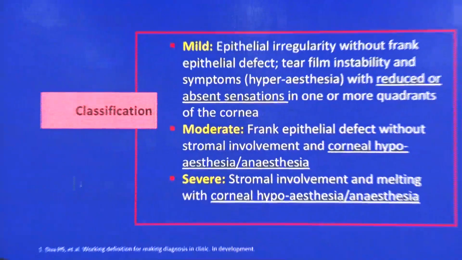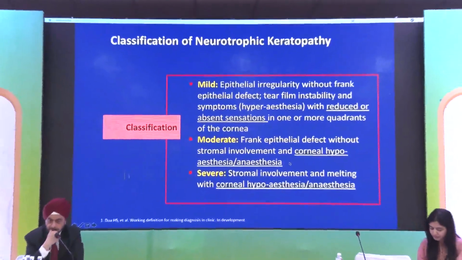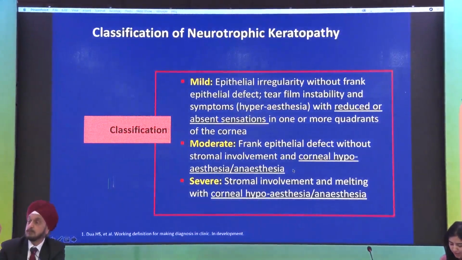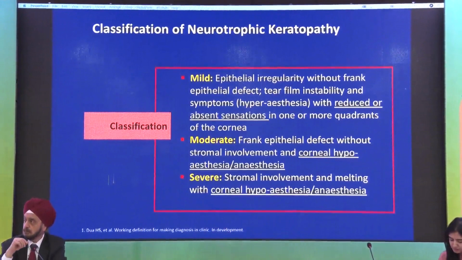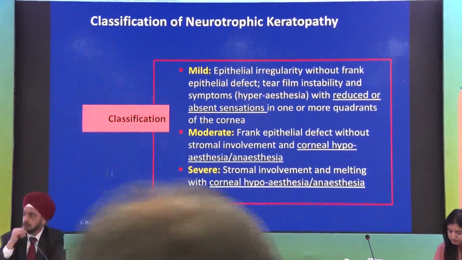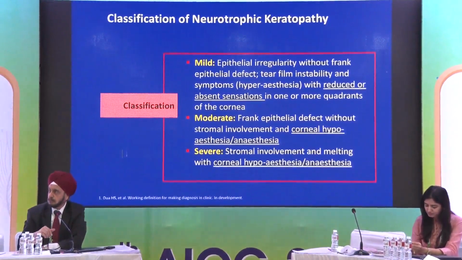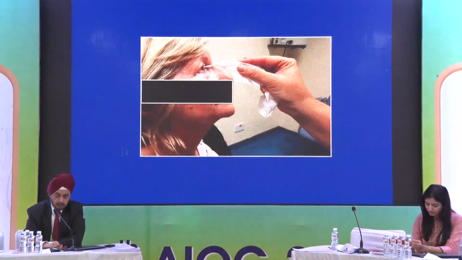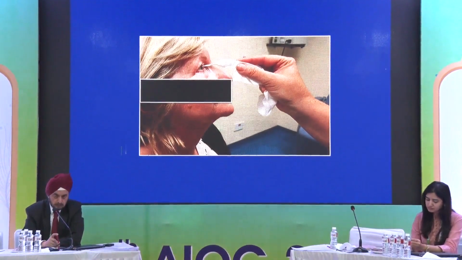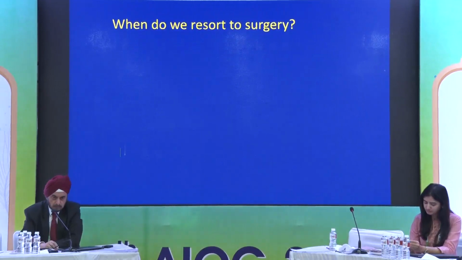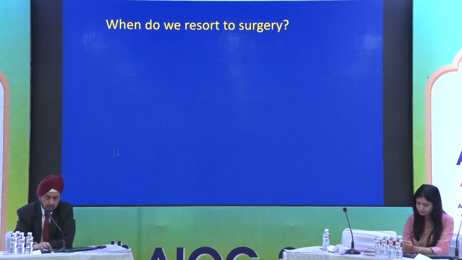So I'll speak to you now about the surgical management of neurotrophic keratopathy. These are my disclosures. As Professor Dua has said, according to the classification, neurotrophic keratopathy is either mild, moderate, or severe, and the only common thing between the three is reduced corneal sensation. So it's essential that you test corneal sensation for every patient that presents with an ulcer before you put in anesthetic. So when do we actually resort to surgery in these patients?